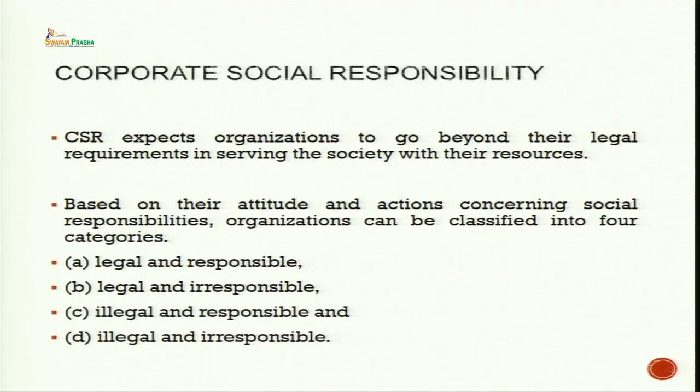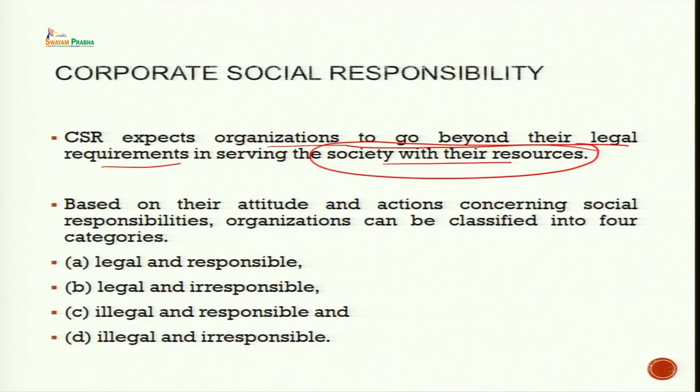Let us now try to understand that CSR has certain concerns. CSR expects organizations to go beyond their legal requirements in serving the society within their given resources. So, the constraint here is that the resources that the organizations have are quite limited in magnitude. In fact, CSR is an organization's moral responsibility to engage in activities that protect and promote the welfare of the society. It is also an organization's obligation towards people who are affected by its actions and decisions.